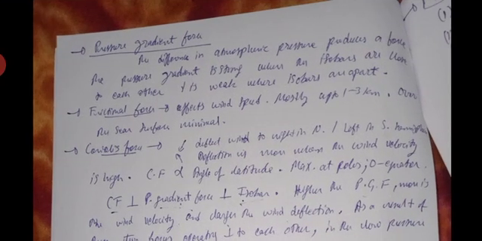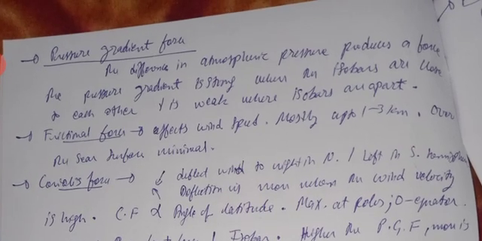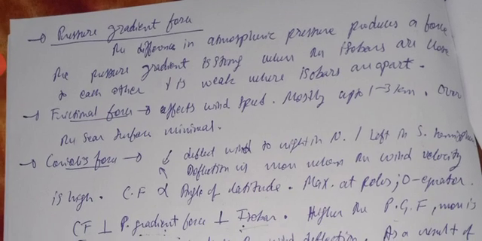So what is pressure gradient force? The difference in atmospheric pressure produces a force. The pressure gradient is strong where the isobars are close to each other, and the pressure gradient is weak where isobars are apart.